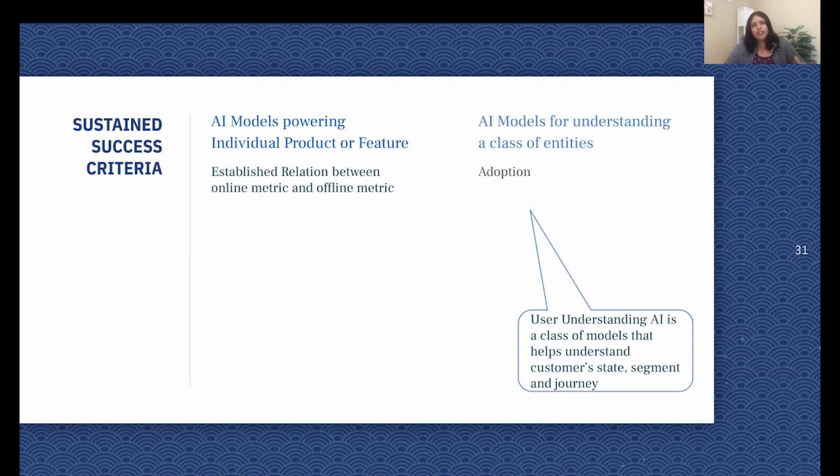Now, there's another category of incubation where we are trying to, let's say, build an inference platform, meaning you're trying to understand a class of entities, and you're using different models to do that. In my case, user understanding AI is a class of models that help understand a customer state and segment and journey. And what does success look like for that? It means adoption. It means adoption by different analytics teams. It means adoption by different product teams. It means adoption by different marketing teams. So understand what is your sustained success criteria. And that is super critical, because once you understand what's the success criteria, you can optimize for it.